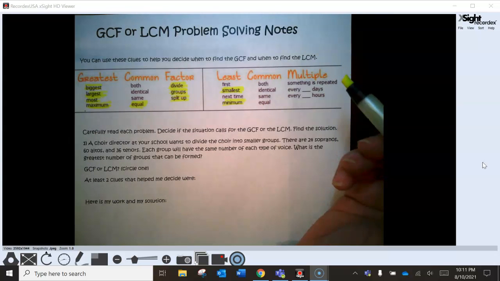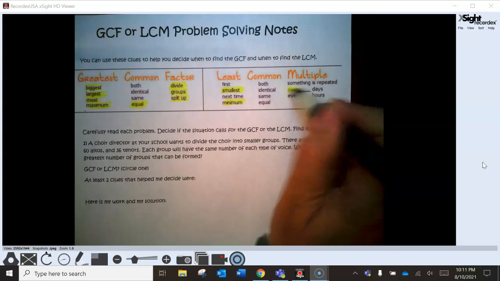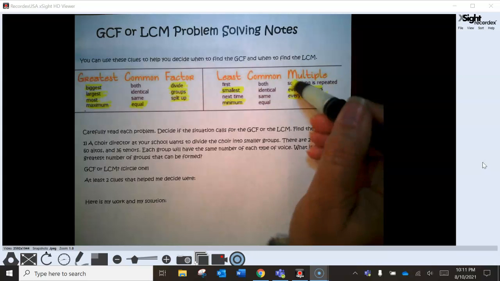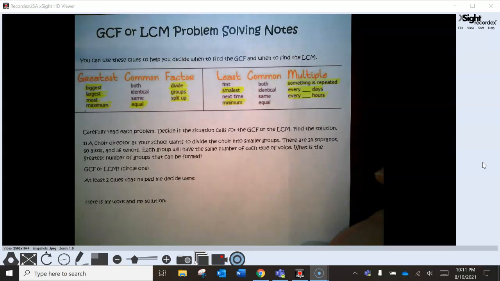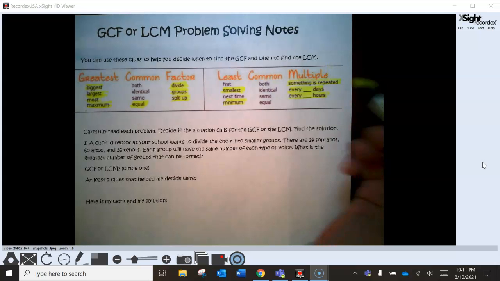But the most common ones, other than that, would be when you're doing something every so many days or something every so many hours. And when you're repeating something over and over and over, because when you're doing multiples, that's what you're doing. You're repeating a number times something else every time. That same number, like 2 times 3 is 6, and then you would do 2 times 4 is 8. You're doing the 2 over and over and over, which gives you the multiples.